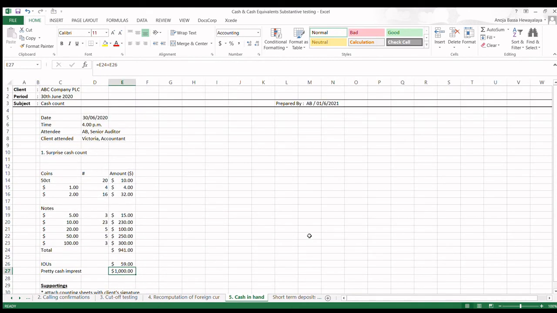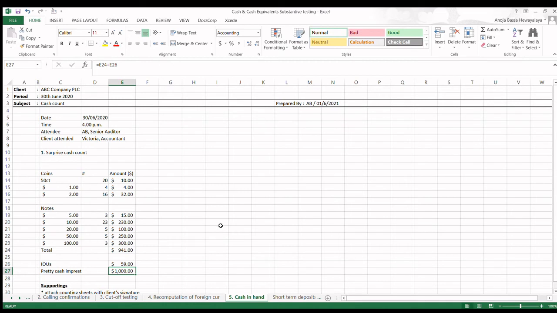And for cash in hand, it's always better to do a surprise cash count, because that's how you get reliable audit evidence. If you inform them earlier, like tomorrow we are going to do a cash count, you won't notice any differences, no discrepancies. They will make everything show that everything is going well. So if you do cash counts, do it on a surprise basis. That's when you can understand the real situation of the client.